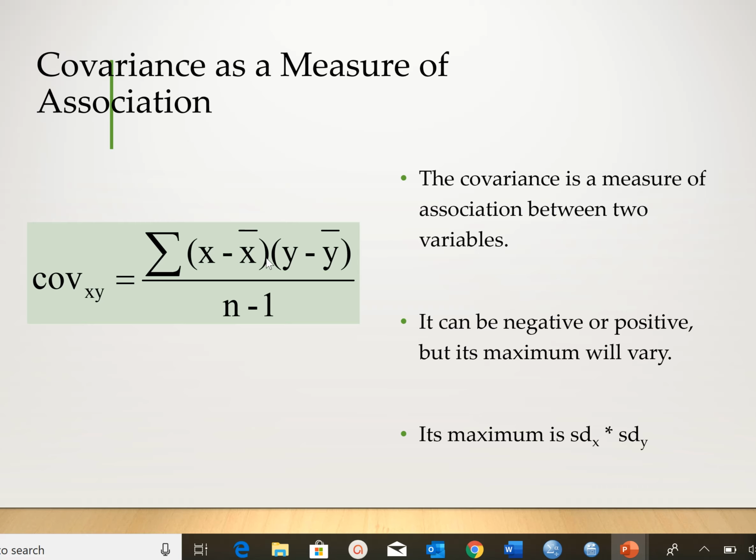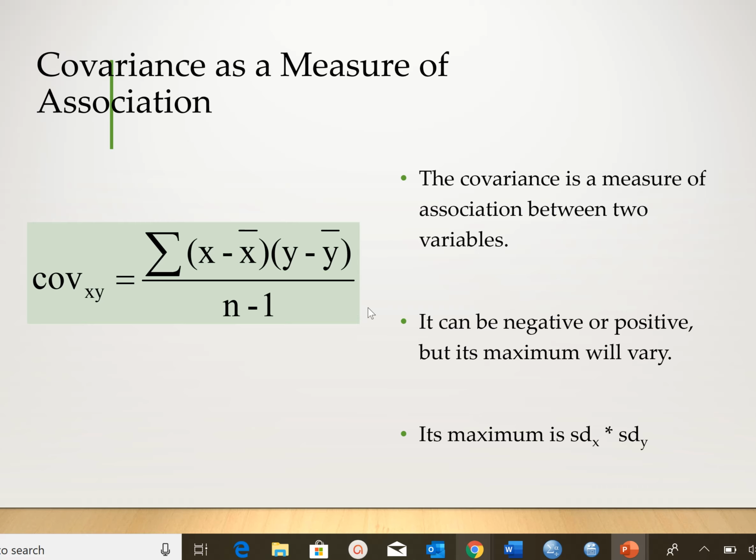So covariance is more of a raw measure of association, kind of like variance is not as interpretable as standard deviation. Covariance is usually not as interpretable as Pearson's r, for the reason that its maximum and minimum scores vary considerably depending upon the standard deviations. The maximum or minimum covariance that can be achieved is the product of the standard deviation for the x variable and the standard deviation for the y variable. So that's why usually we don't interpret covariance directly.